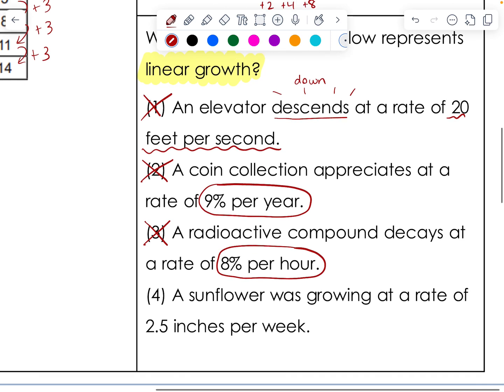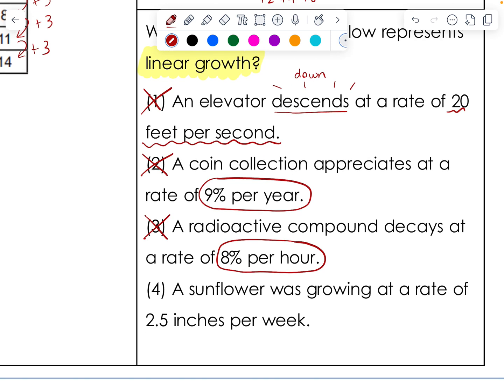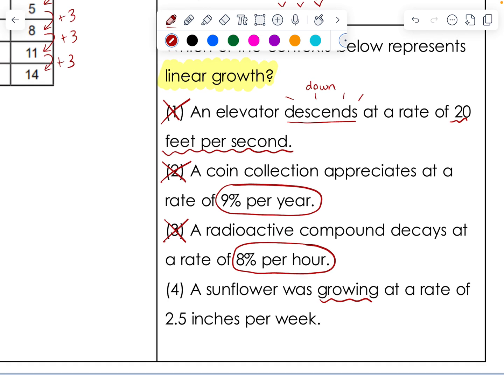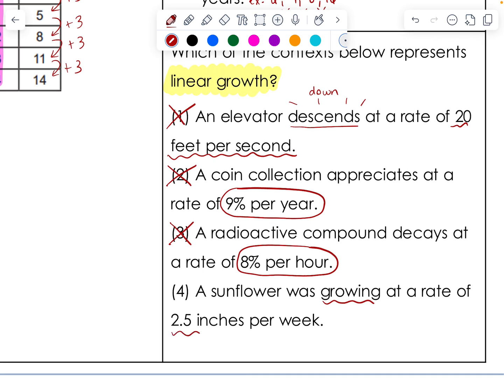So we're only left with 4, but let's look and see why. A sunflower was growing at a rate of 2.5 inches per week. And so for that reason, it is linear growth. Okay, so make sure you're looking out for your change in Y over change in X, and looking out for what is possibly doubling in growth as opposed to growing at the same rate.